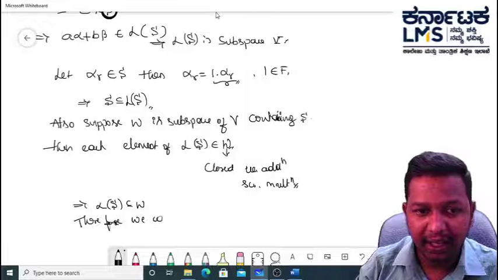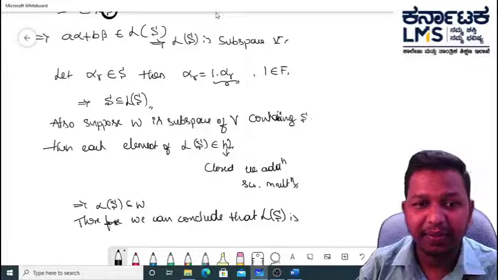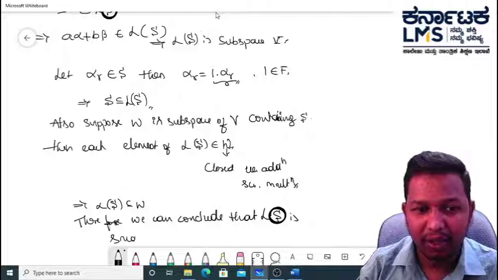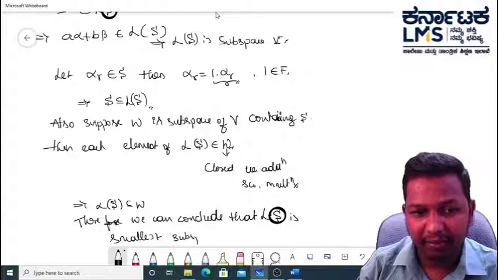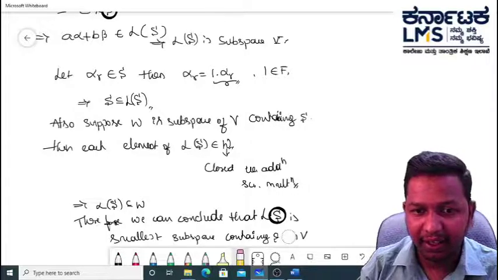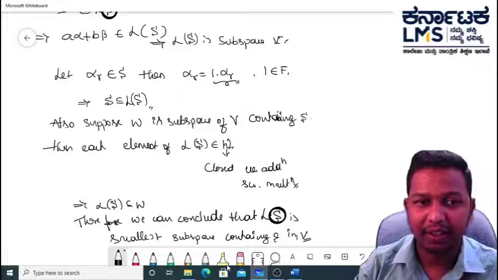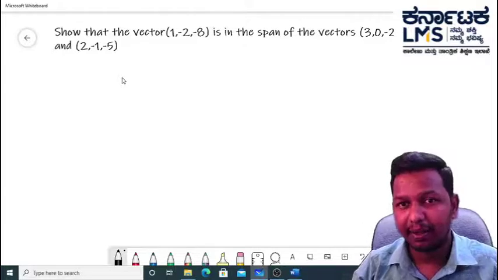Therefore, we can conclude that L of S is the smallest subspace containing S in V. This completes the theorem. Now one problem regarding the linear span of a vector.